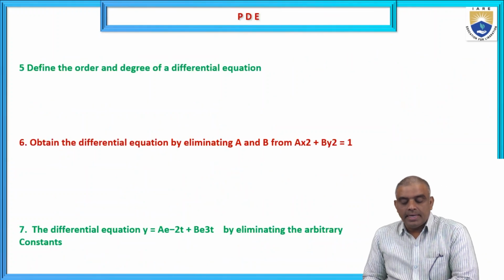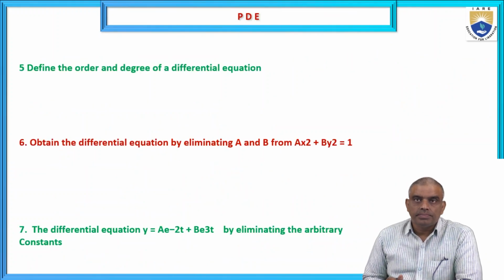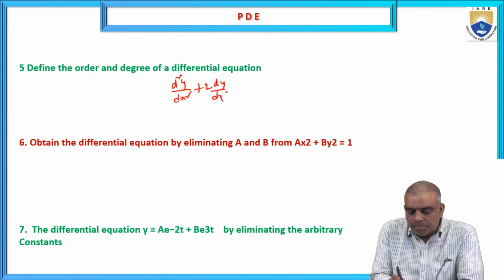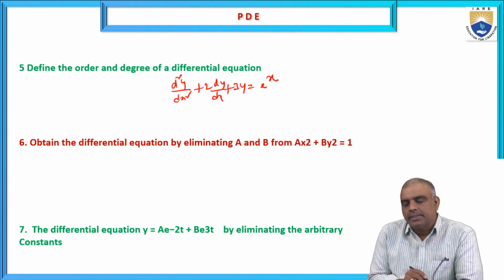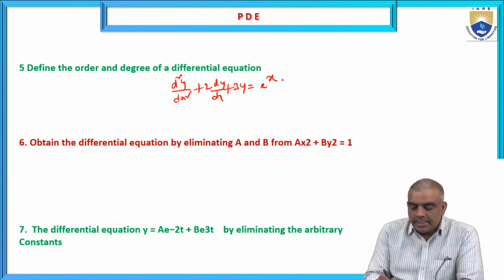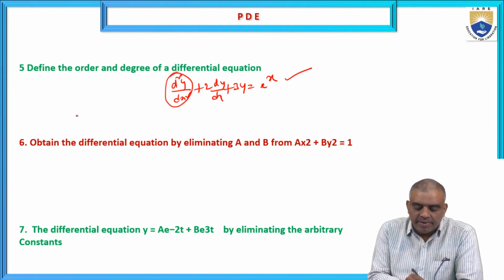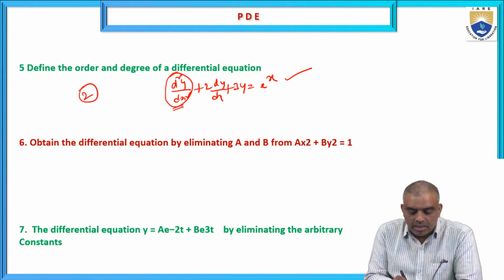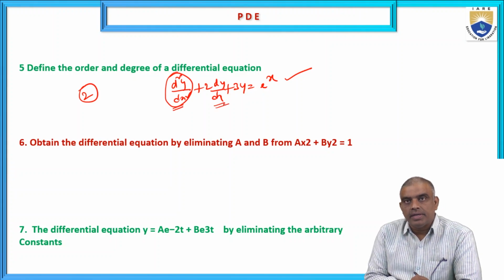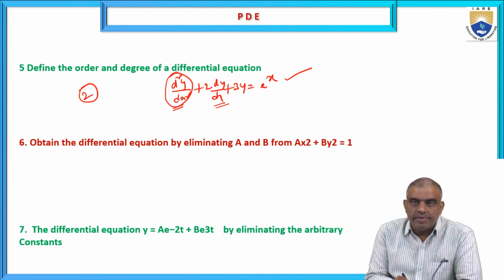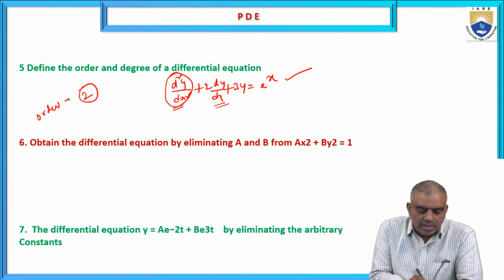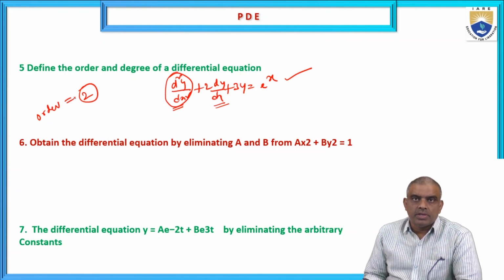Now, what is the order and degree of a differential equation? Suppose the given equation is d square y by dx square plus 2 dy by dx plus 3y is equal to e power x. In this, the highest derivative occurring in the given equation is the second order derivative. This is the second order derivative, and this is the first order derivative. The highest derivative occurring in the given equation is d square y by dx square. So the order is the second order derivative, that is equal to 2.